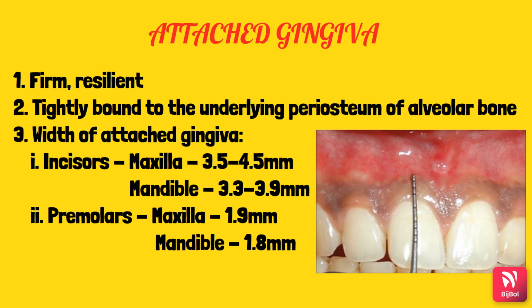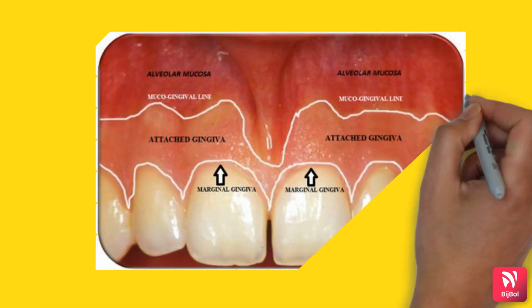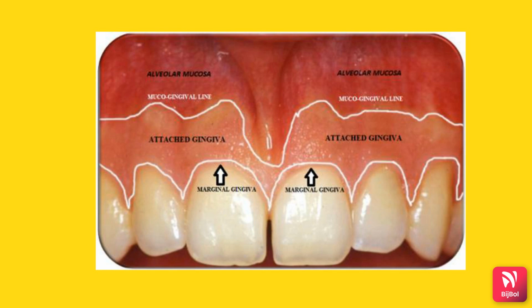So when calculated, the width of attached gingiva is greatest in the anteriors and least in the posterior teeth. In the maxillary incisors, the width of attached gingiva is 3.5 to 4.5 mm, whereas in the mandibular incisors, it is 3.3 to 3.9 mm. In the maxillary premolars, the measurement is 1.9 mm, whereas in the mandibular premolars, it is 1.8 mm. Now in this diagram, you can appreciate the mucogingival line separating the attached gingiva from alveolar mucosa. Now here, I want to state another point. The marginal gingiva and the attached gingiva are keratinized, whereas the alveolar mucosa is not keratinized.